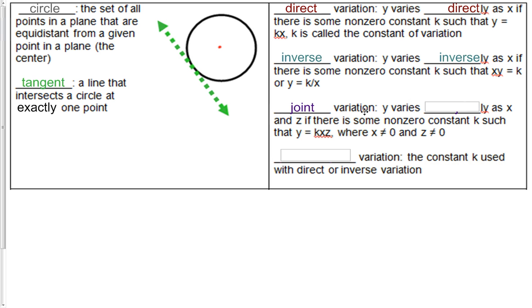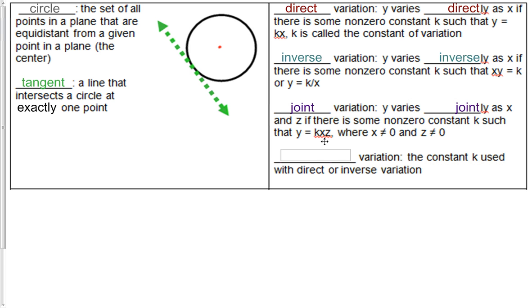Finally, we have joint variation. Y varies jointly as x and z. That's the key to joint. There's two variables. If there's some non-zero constant k such that y equals kxz, where x is not 0 and z is not 0. What this means here is it's just like direct variation, except instead of varying with only one variable, it varies with two.